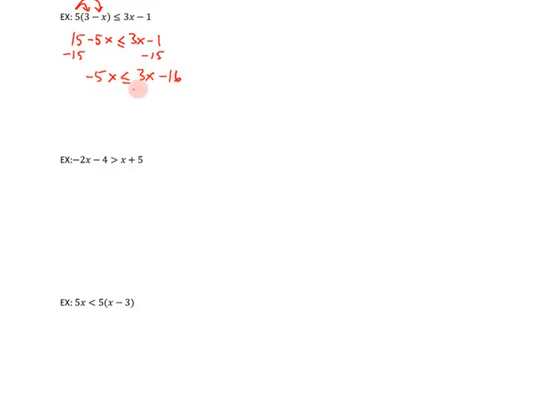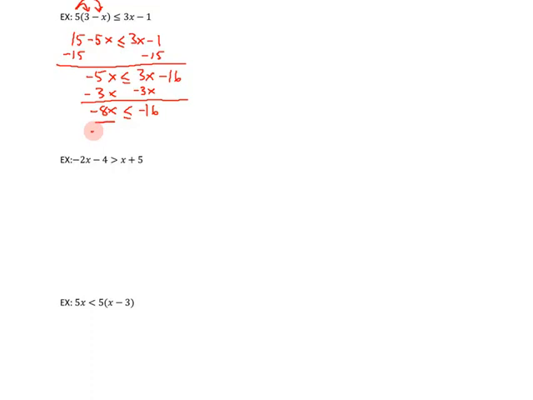Let's move the 3x over, so subtract 3x from both sides. Now when you're subtracting, you don't have to worry about sign change. You can add and subtract all day long. It doesn't change the sign. I have negative 8x is less than or equal to negative 16.